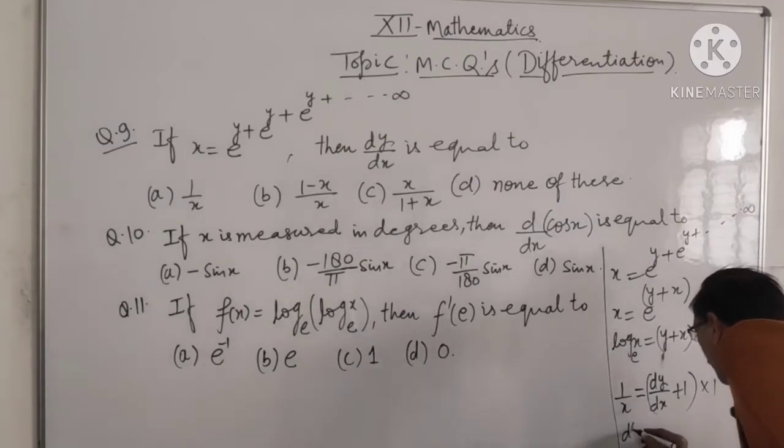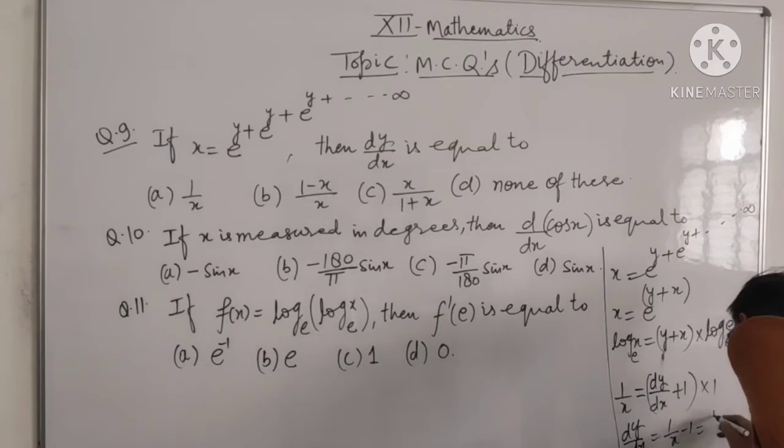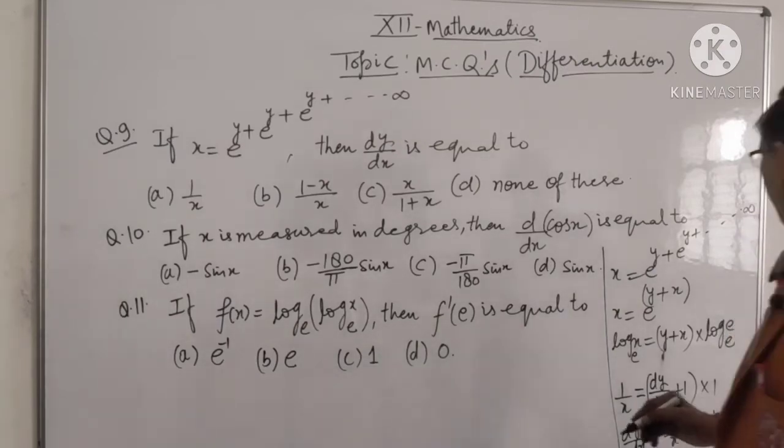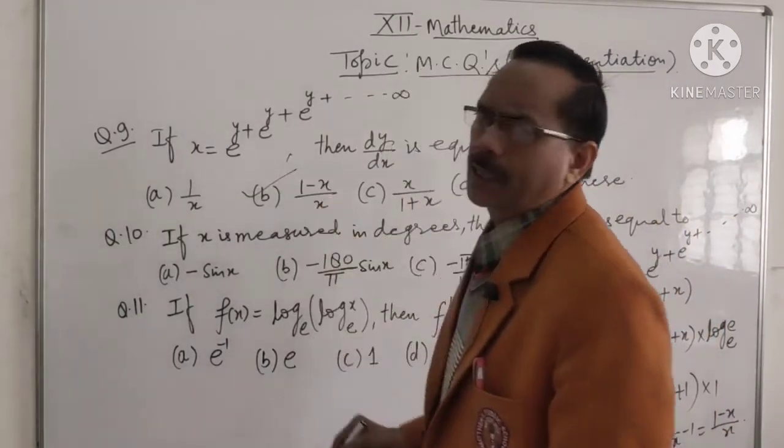Then dy over dx is 1 upon x minus 1. It is (1 minus x) upon x. So, B option is correct here.